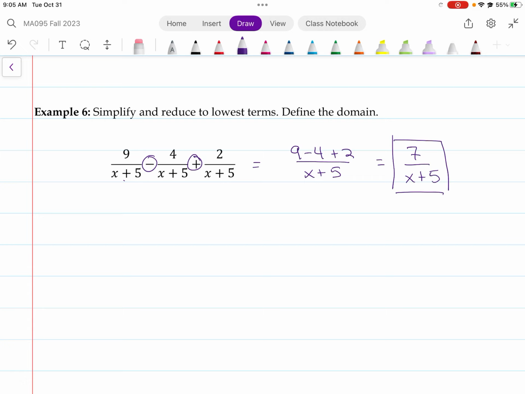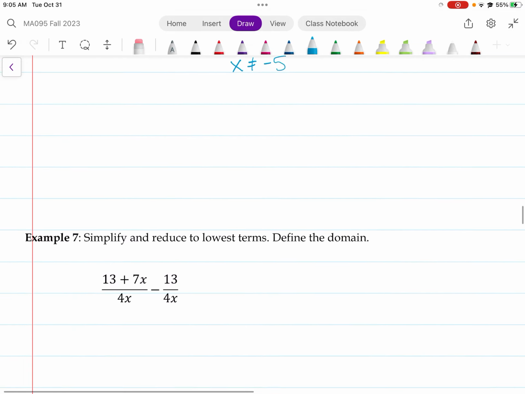Now the domain is going to be all real numbers except where x plus 5 equals 0. In other words, it can't be 0. So x cannot equal negative 5. Okay. So again, however you like to work with the not equal and the equal sign so that it makes sense to you. So x cannot be negative 5. So think about it. If I put a negative 5 right there, I would get 0.